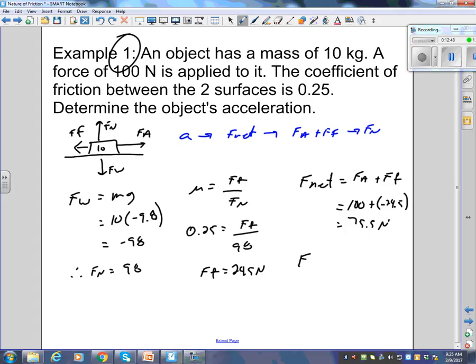Okay, so now F net is equal to ma, 75.5. And you're simply going to divide by 10. 7.55 meters per second squared.